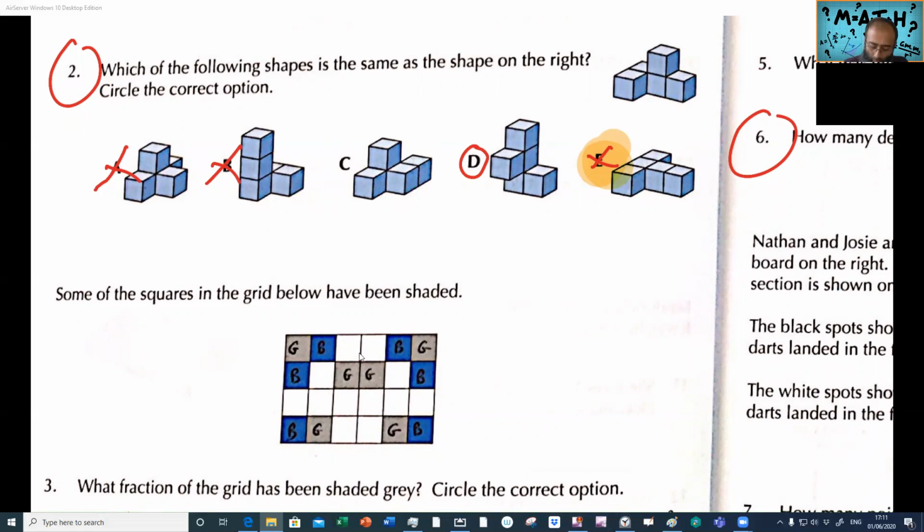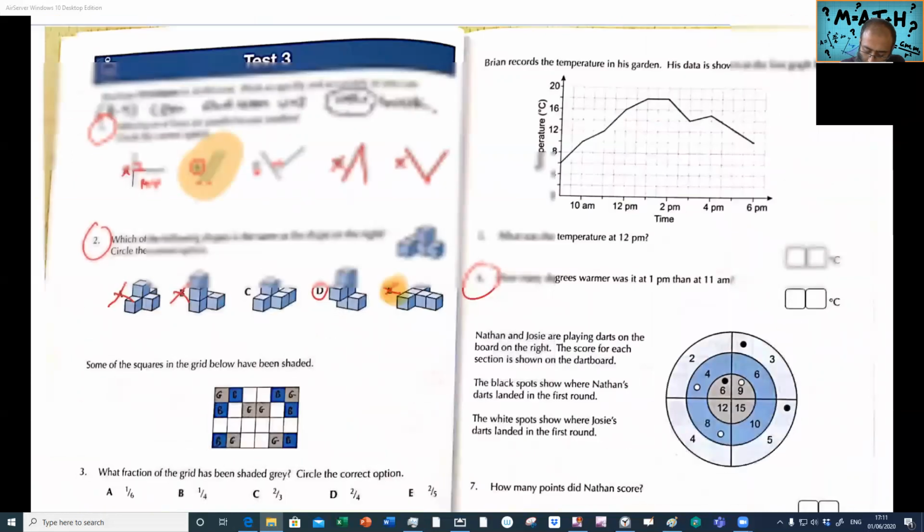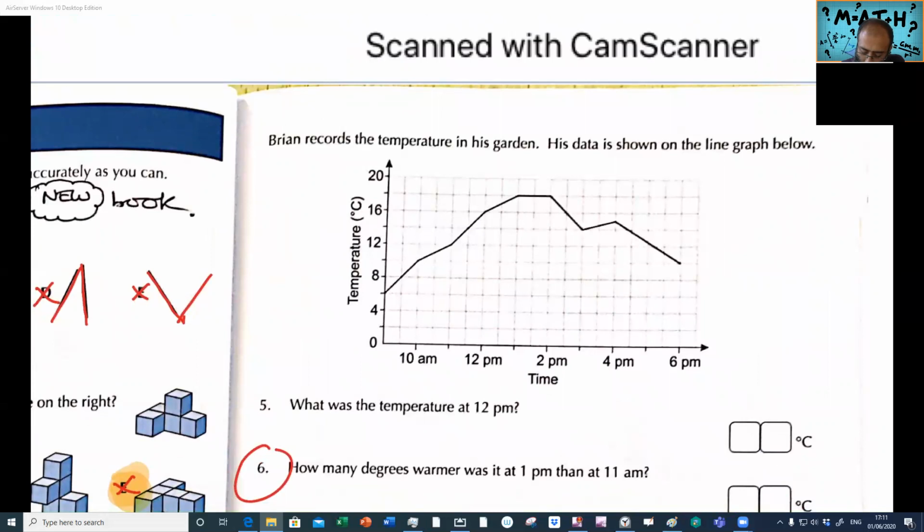Okay, let's carry on. Question number 2. After number 2, we have number 6. How many degrees warmer was it at 1 than at 11? Okay, all right, so why have I ended up there? Oh, the wrong one. Yeah, it's there. I'm going to move that out of the way so I can see what I'm looking at.